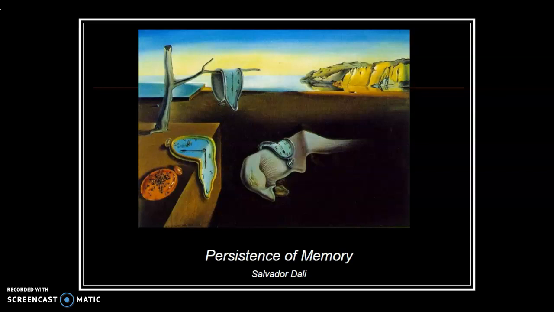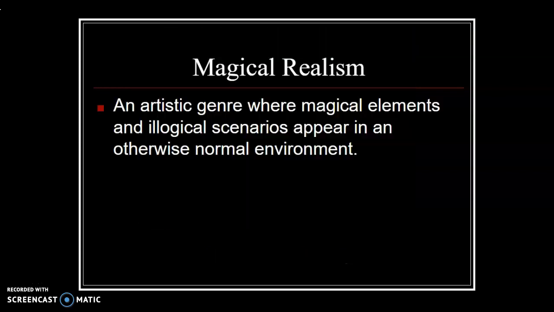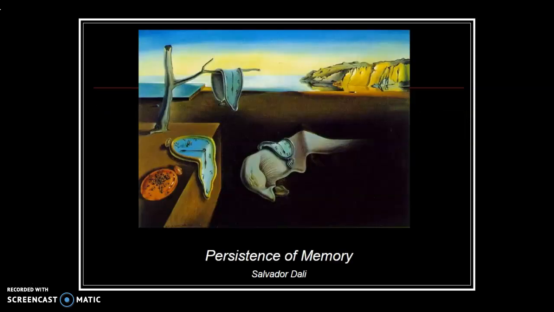So, if you understand that there are some things in this picture that seem to make a lot of sense, and some things that don't seem to make sense, that seem almost magical or supernatural, then you understand, basically, the concept of magic realism. Magic realism is essentially an artistic genre where magical elements and illogical scenarios appear in an otherwise very normal environment. If you think about it, we have a very normal environment with this picture.